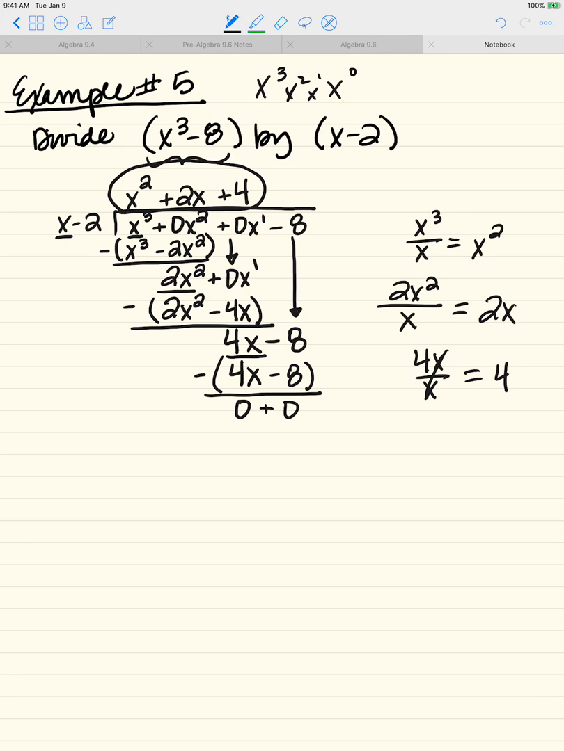Okay, I think I said this was the last example. Sorry, it's not. We have one more. Okay, example number 6. Divide, and I'm just going to go ahead and write it in my house as I'm doing this.